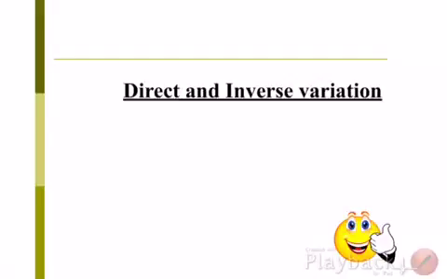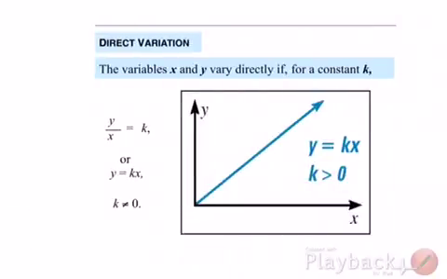Just a quick lesson on direct and inverse variation. So, direct variation is in linear format. The variables x and y vary directly if for a constant k, y over x is equal to k, or y is equal to kx, where k does not equal 0. If k equals 0, that obviously eliminates the x variable, and then you don't have an equation.